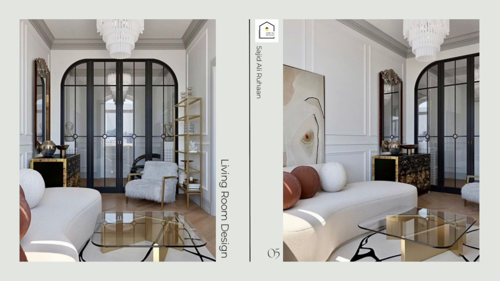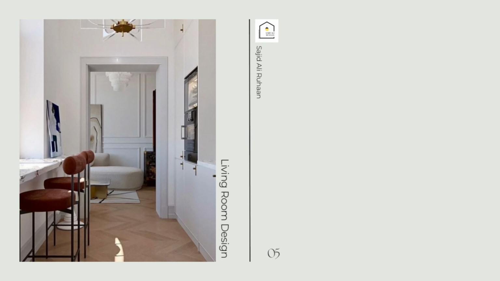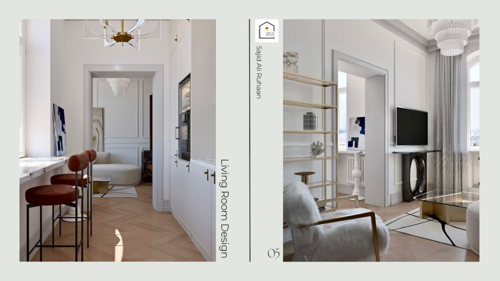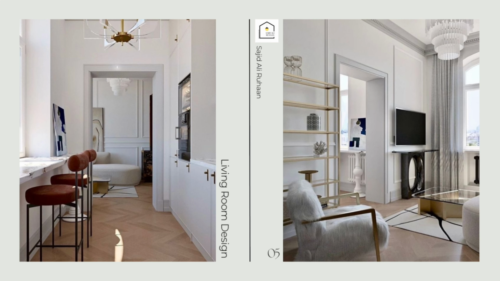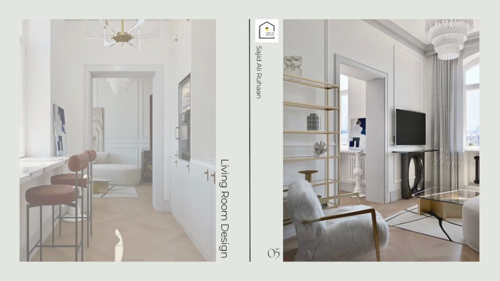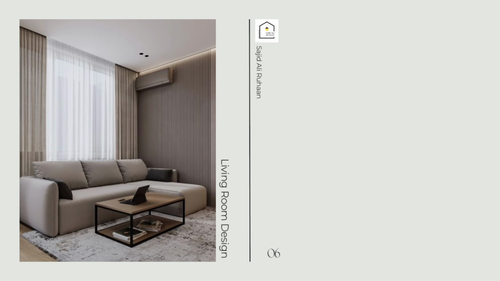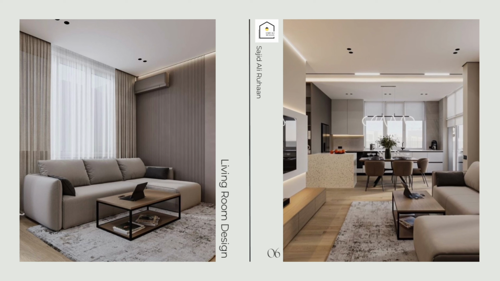7. Industrial living room. Inspired by warehouses and lofts, featuring exposed brick, metal accents, and concrete floors. Furniture is often a blend of reclaimed wood and metal with a raw, edgy look. Neutral tones like gray and black dominate, with pops of vibrant color in art or textiles.